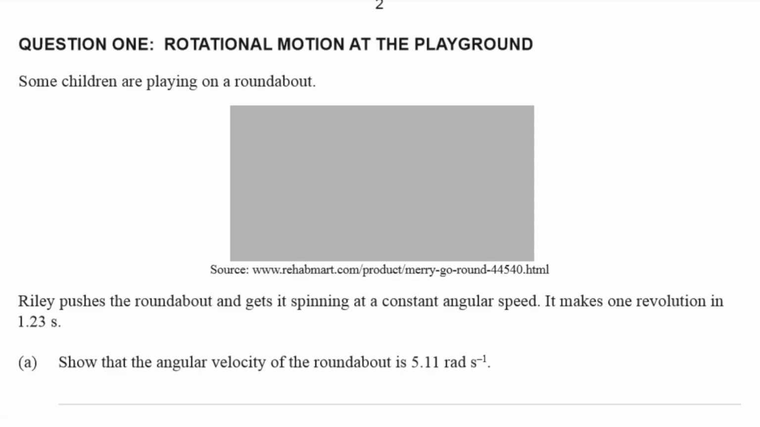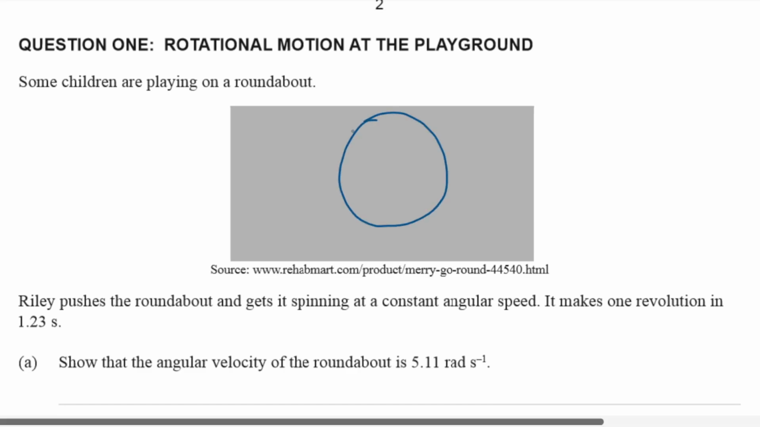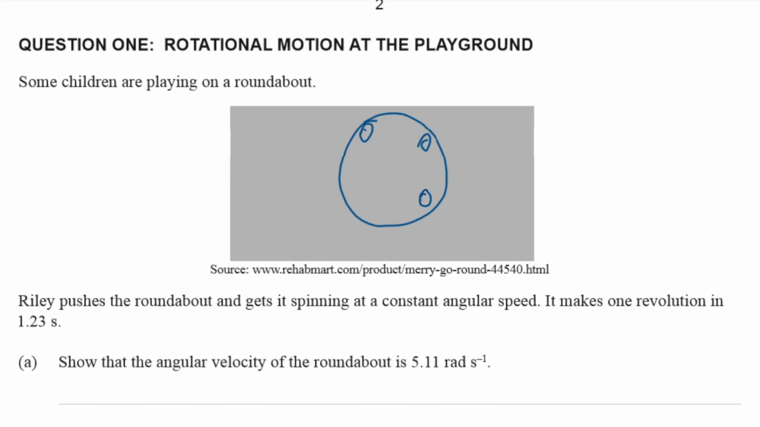So we have some children playing on a roundabout. How wonderful. I hope it's the kind not for cars and it's the one on the playground. So we have a few kids and Riley pushes the roundabout and gets it spinning. So I assume he sort of runs along the side, gives it a big push, and now this spinning platform is spinning at a constant angular speed.